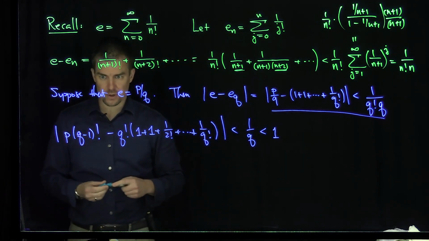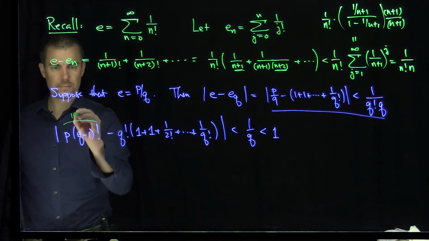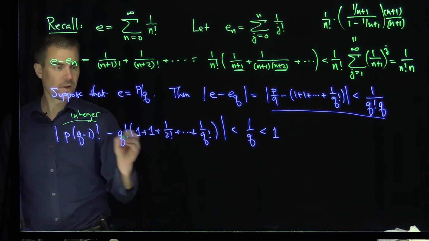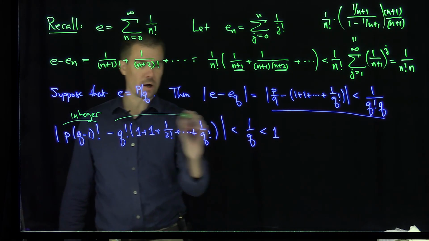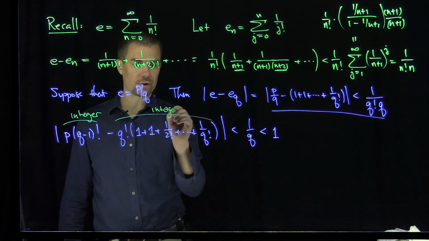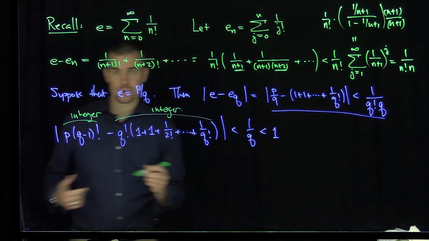Now here's the observation. Since q is strictly bigger than 1, this number over here is an integer. And this q factorial will cancel every single denominator over here. So this will also be an integer, a different integer. And now I have two distinct integers. The difference of two integers is less than 1.